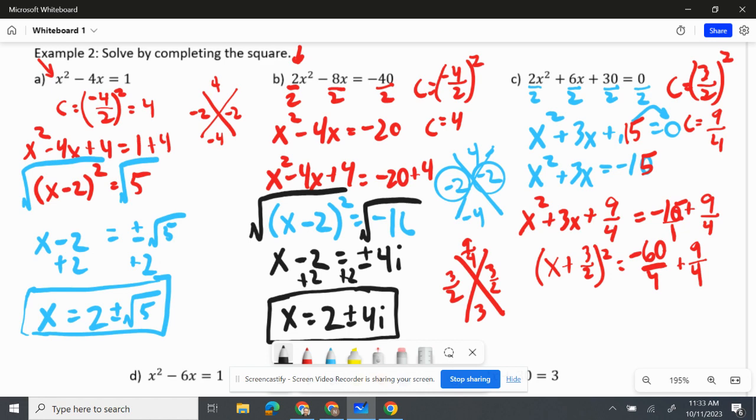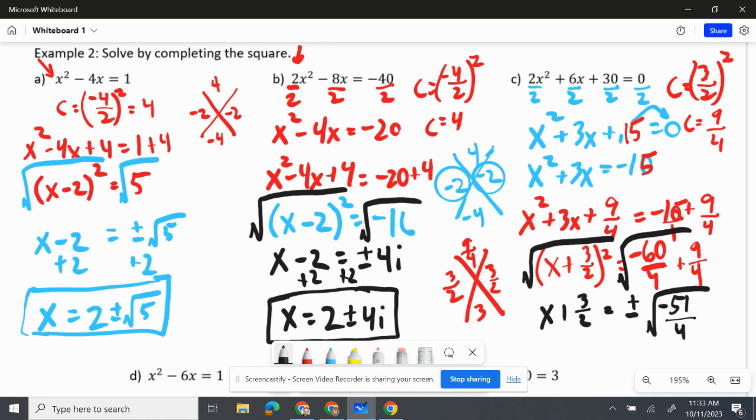So our next step is that we take the square root. And when we take the square root, we get x plus 3 over 2 is equal to plus or minus. Then we have negative 60 plus 9 is negative 51 over 4.